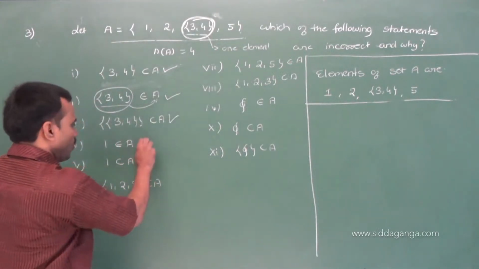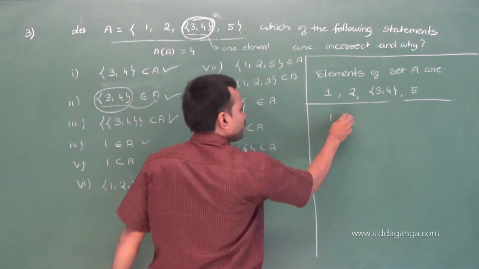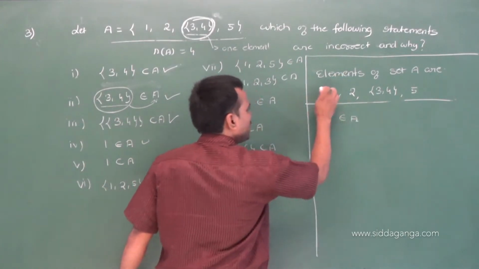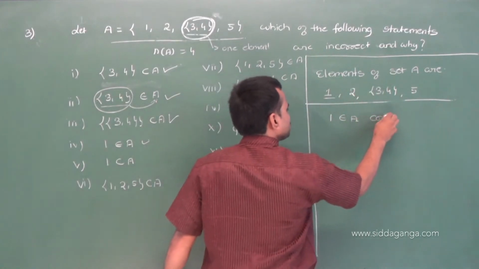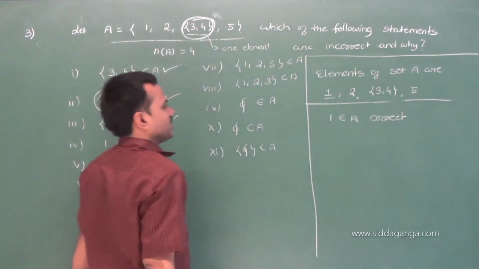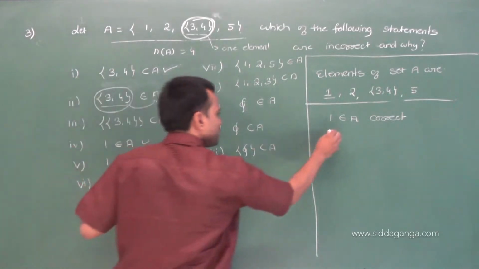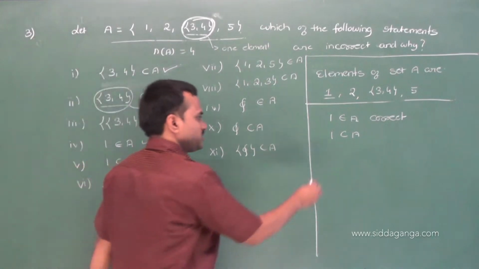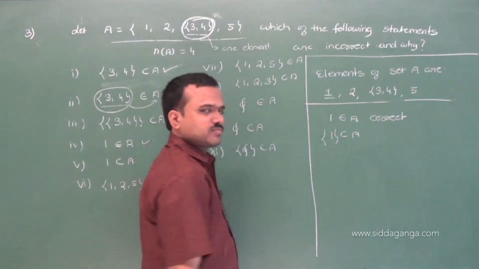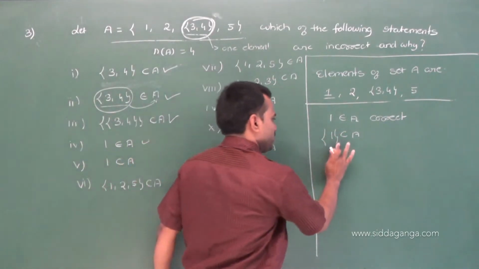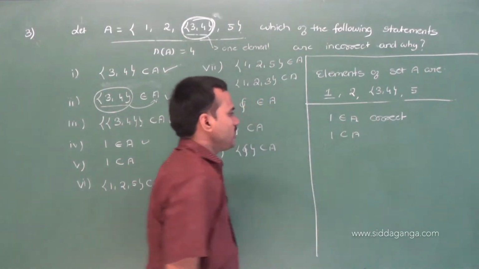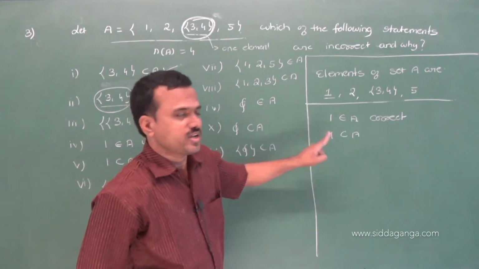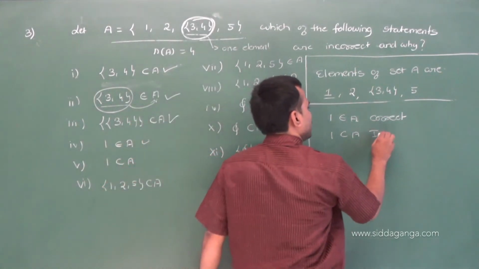Fourth question. 1 belongs to A. Yes, no doubt it is an element. Correct. 1 belongs to A because it is correct. Correct. 1 subset of A. If I write subset, so we write like this. Then only it is a set. What has he given? He has given only one element. It is not a set. It is not a set. That's why it is incorrect.